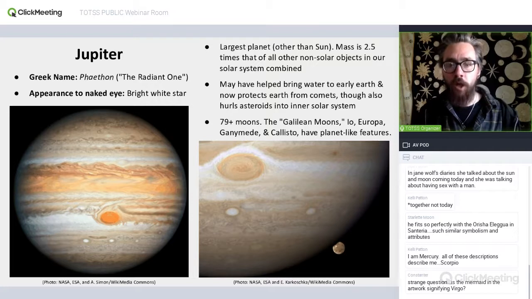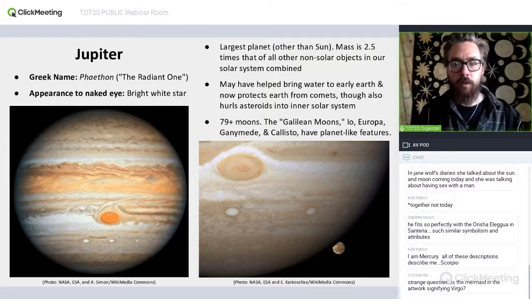All right, Jupiter is the largest planet other than the Sun, and the mass of Jupiter is 2.5 times that of all other non-solar objects in our system combined together. So the Sun is 99.8% of the mass in our solar system. Jupiter is most of that 0.2.